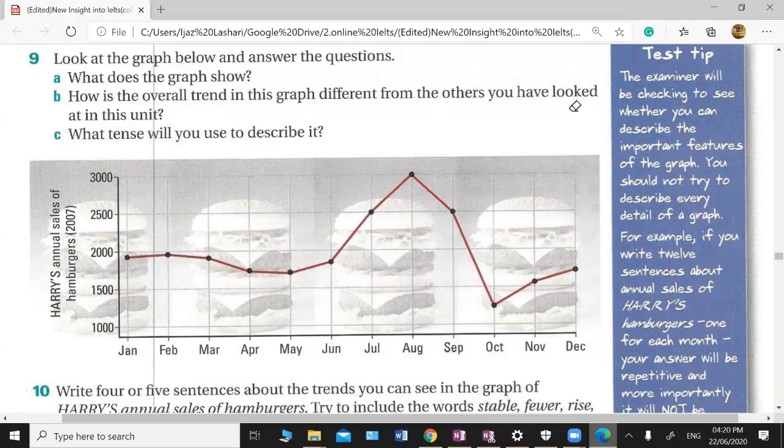If you have a slightly different interpretation, that's fine. But the most important thing is that your content is all right, your organization, your vocab, and your grammar. You know, it makes sense. You will get the marks for that.